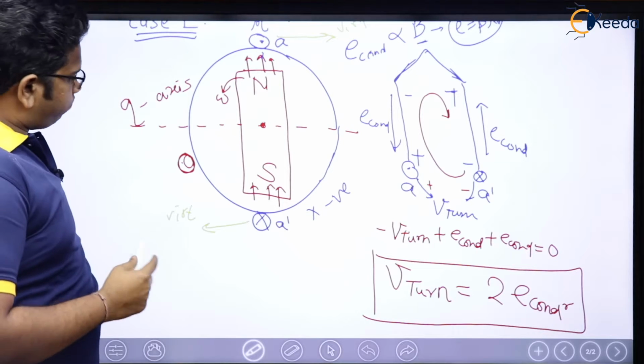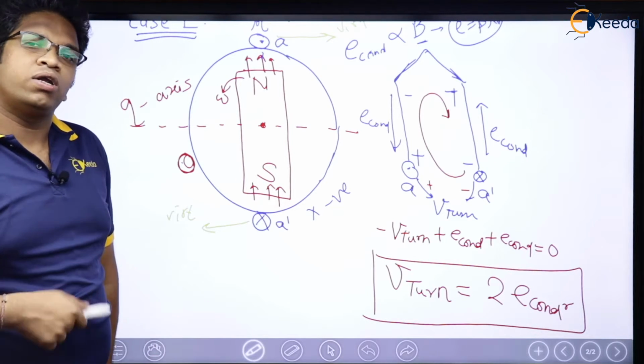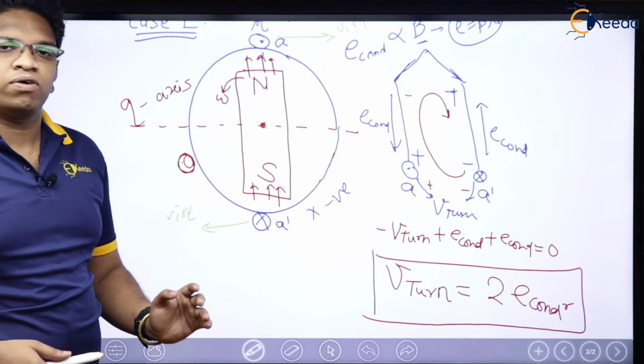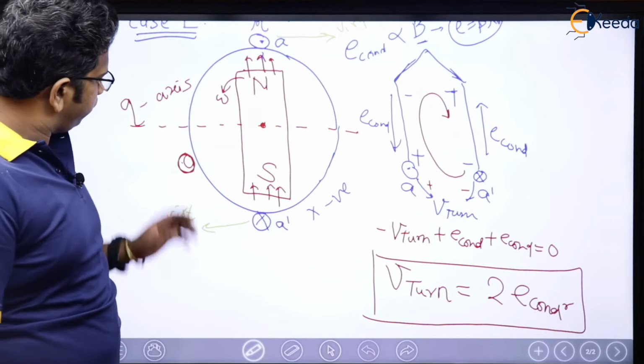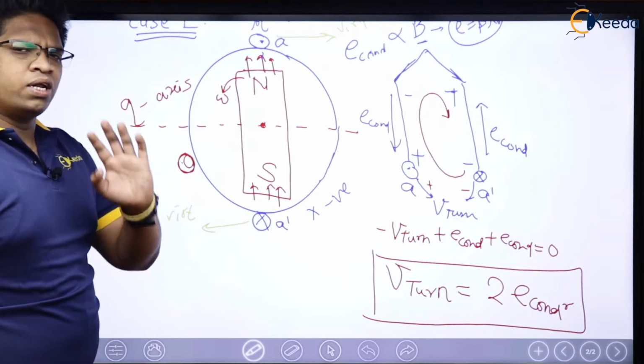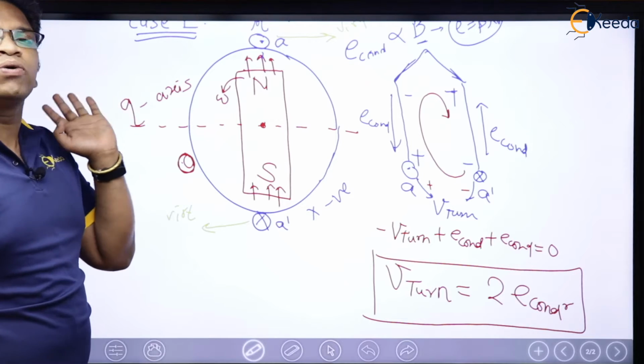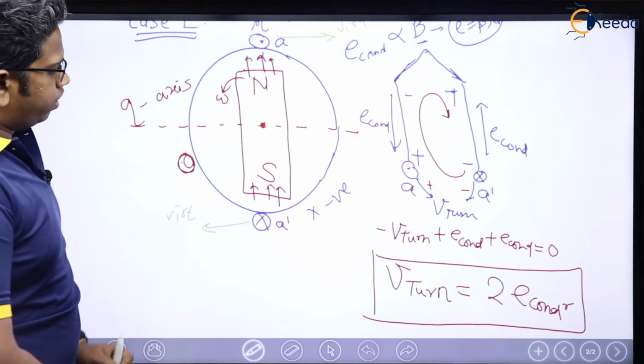Because basically, the fact is, we don't call it the interpolar axis in the case of AC machines. In the case of DC machines only, we talk about the interpolar axis. But for the time being, you can say that it is going to be the Q axis. Right. Now let me tell you one thing.